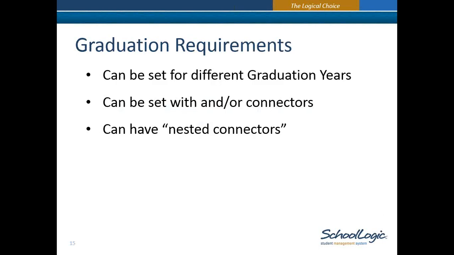Now let's go in and we can actually start setting up grad requirements. Grad requirements can be set up for different graduation years. What this means is, and I've seen in many jurisdictions, they have an incoming freshman class, and that incoming freshman class will need to have 30 credits in order to graduate at the end of their senior year. That is different to the seniors in my current year, where they need only 30 credits to graduate that was defined from their freshman year, so that you can have different credit needs for different graduation years.